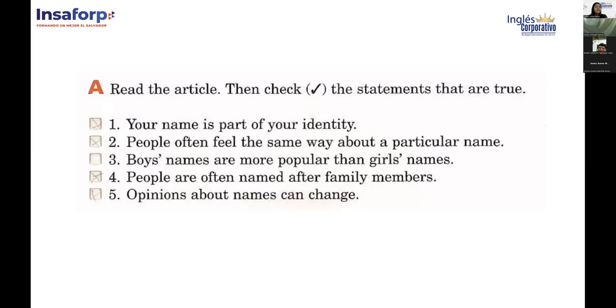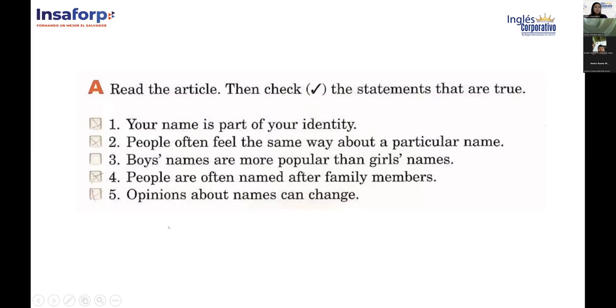People are often named after family members. True or false? It says that people are often named after a family member. True. It's true. People are often named after family members.